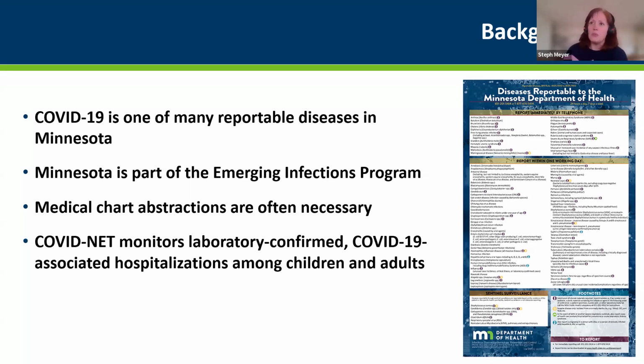And COVIDNet is part of the Emerging Infections Program. In that project, we monitor laboratory confirmed COVID-19 associated hospitalizations among children and adults. And one of the tenets of that program, or one of the parts that we need to do that work, is the chart review or medical chart abstraction.